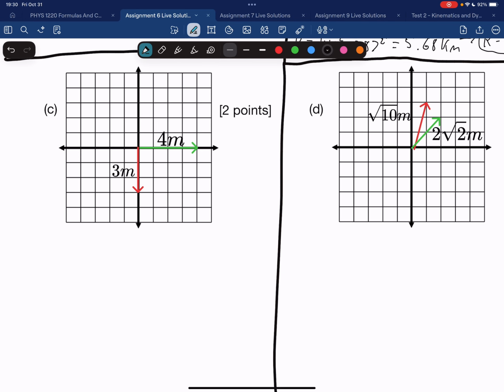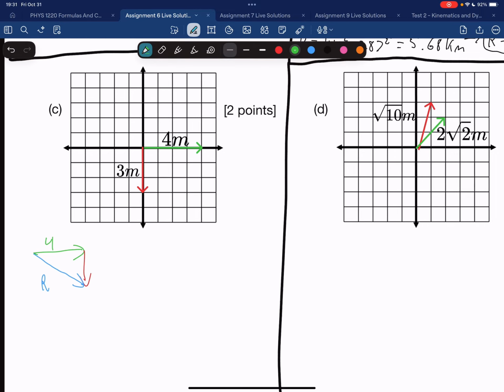C. From a graph, here we have a red vector that goes down 3 units, 3 squares, so 3 meters, and a green one that goes to the right 4 meters. Redrawing this so that they are being added tip to tail gives us a resultant vector here.